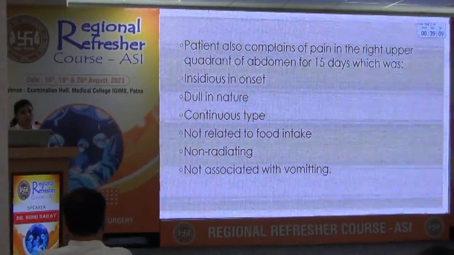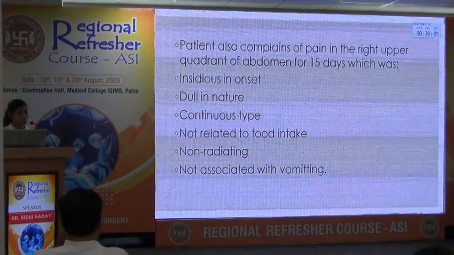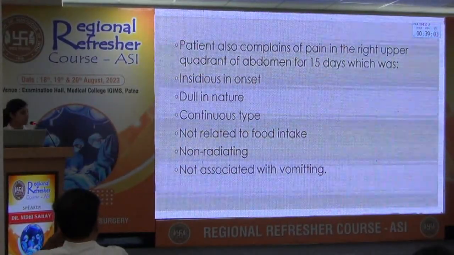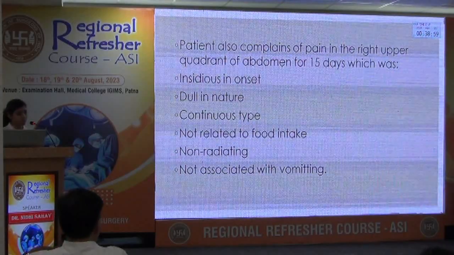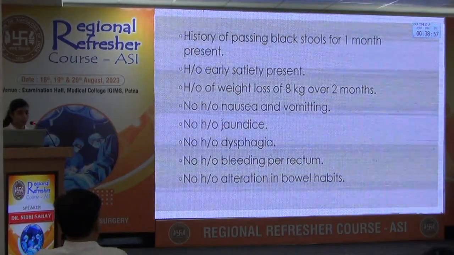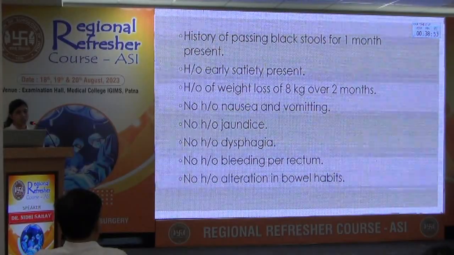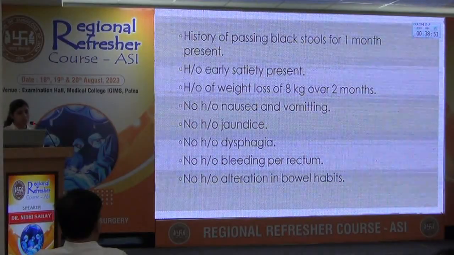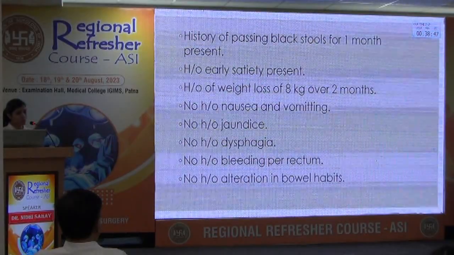Patient also complained of pain in the right upper quadrant of abdomen for the last 15 days, which was insidious in onset, dull in nature, continuous, not related to food intake, non-radiating, and not associated with vomiting. There was history of passing black stools for 1 month. There was history of early satiety. There was a history of weight loss of about 8 kgs over the past 2 months.